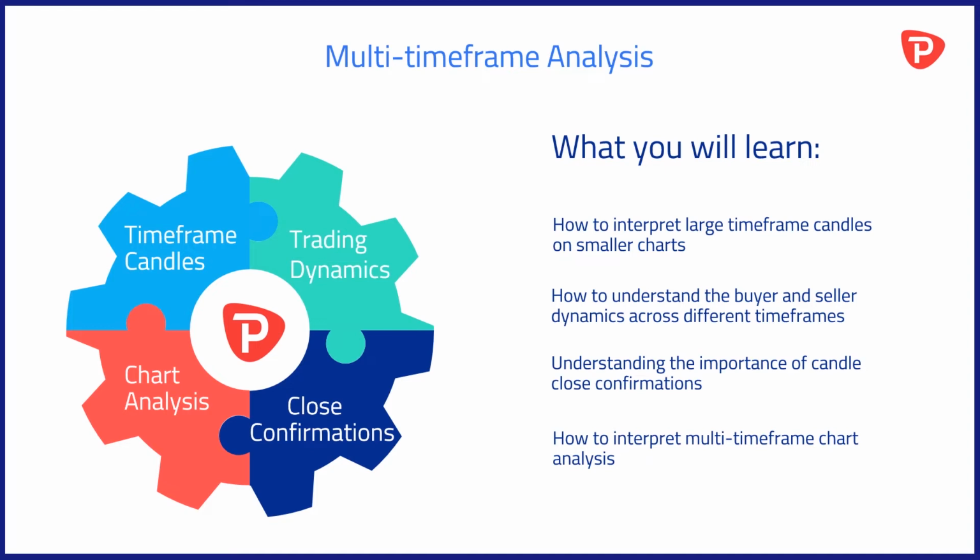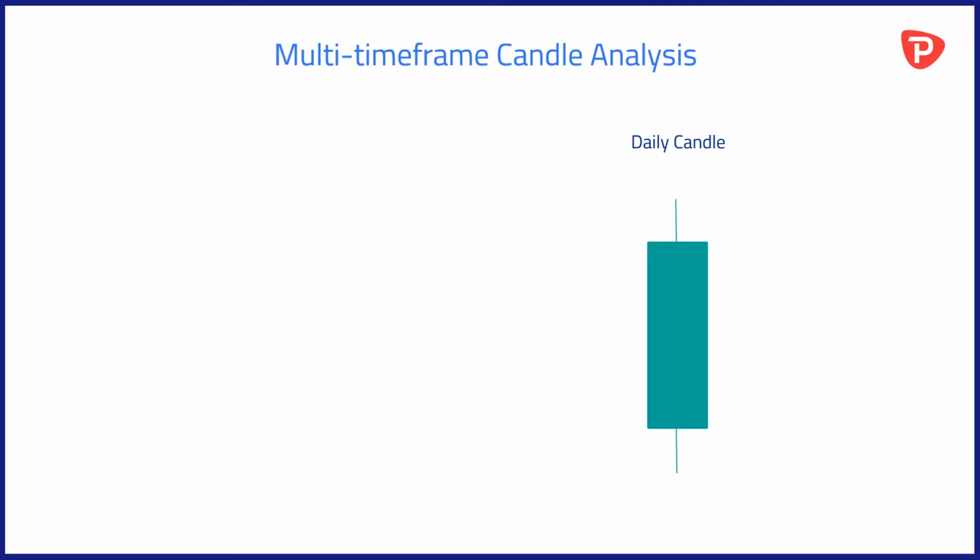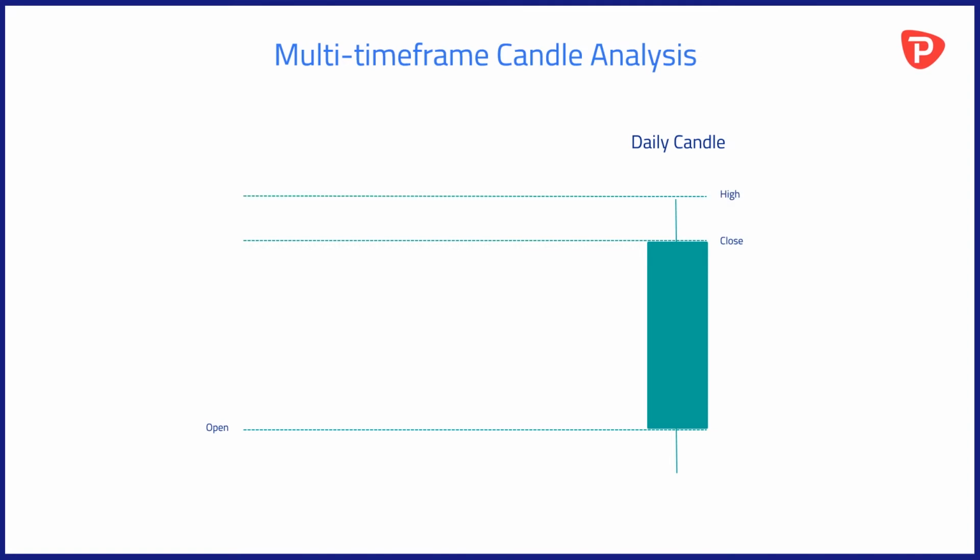What is seen on any particular time frame can look very different to the other time frames around it, so you need to be aware of what the larger and smaller time frames are telling you about the instrument that you're considering trading. The image that we can see on the screen is a daily candle. As you can see, it is a bullish candle, meaning that the open is lower than the close. You can see the high that the daily candle reached, as well as the low.